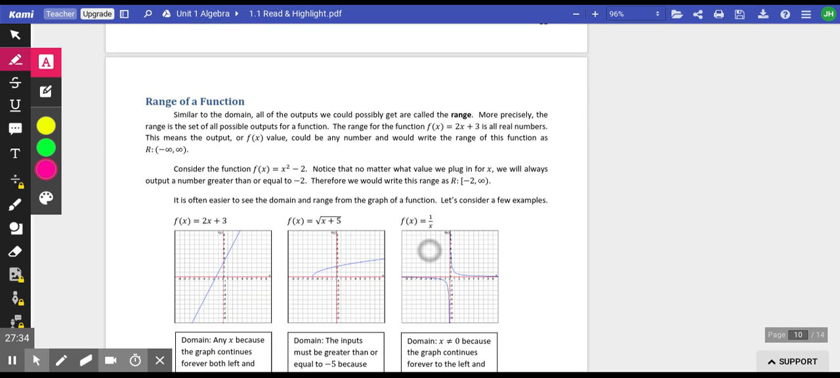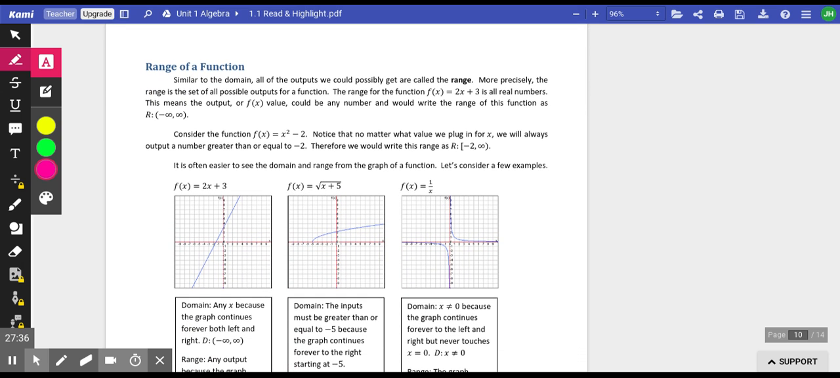Similar to domain, all of the outputs we could possibly get are called the range. More precisely, the range is a set of all possible outputs for a function. That looks important, so I'm going to highlight it. The range of the function f of x equals 2x plus 3 is all real numbers.